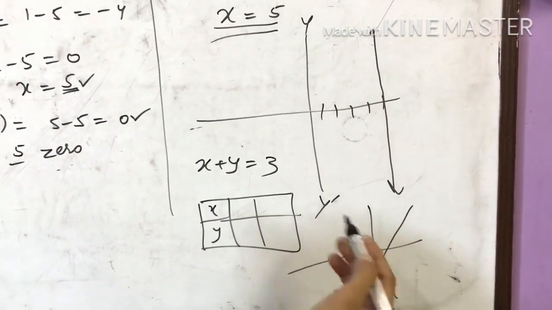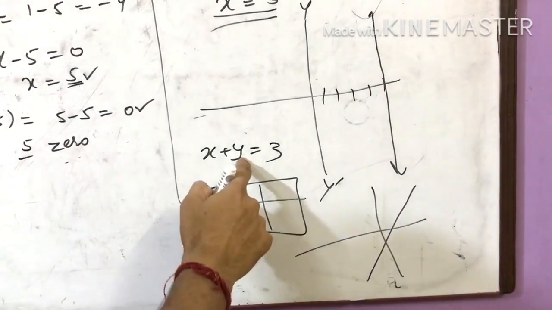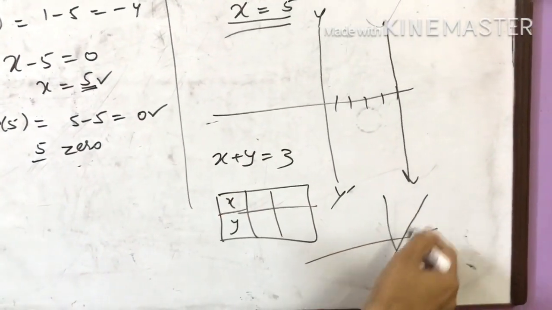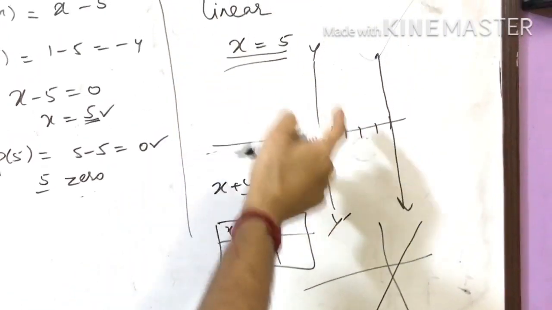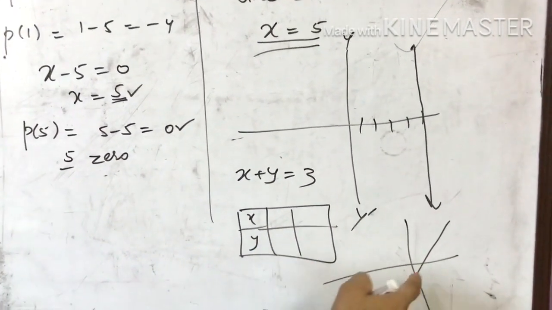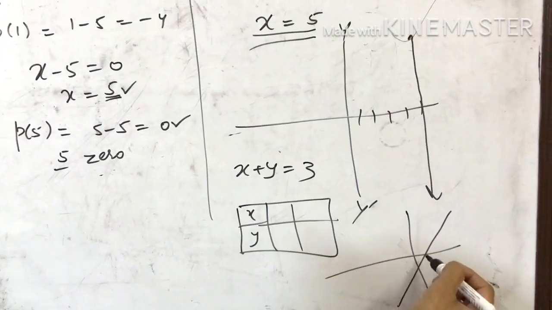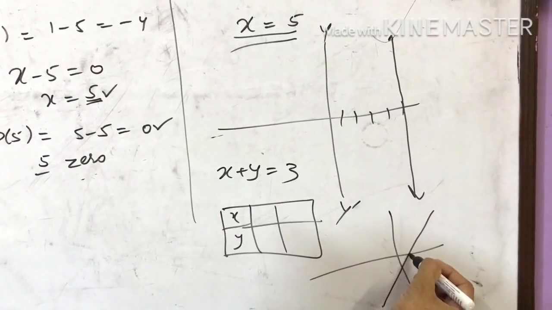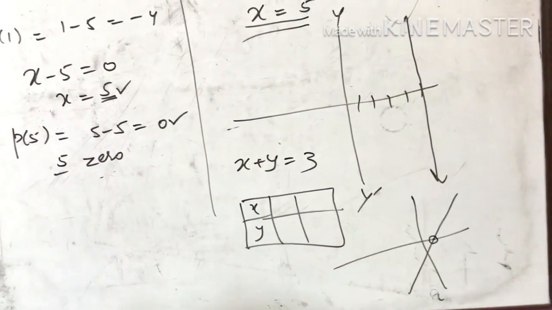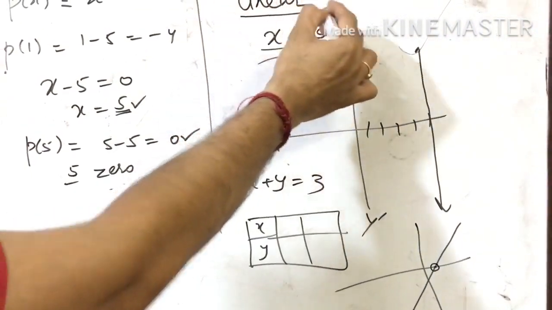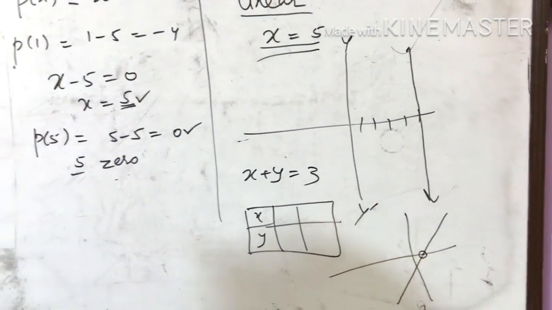Suppose, for example, this is the diagram of this equation. This is again linear, but it is a linear equation in two variables. The earlier one is a linear equation in one variable. You can see it will meet the x-axis at one point, so its zero will be 1. So a linear equation has 1 zero.